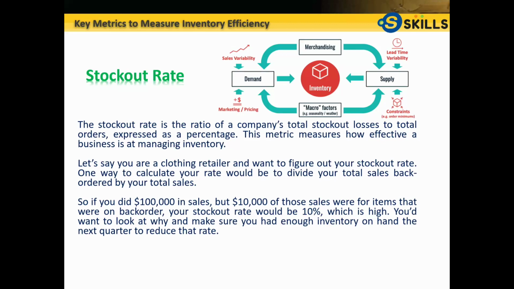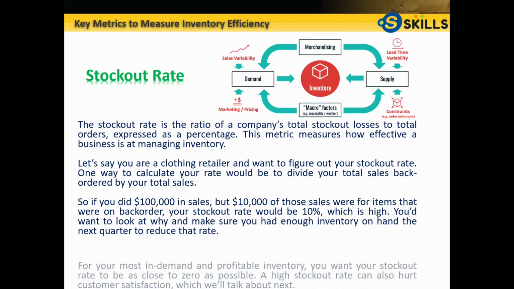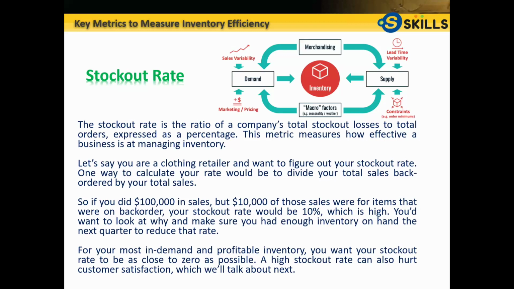$10,000 of those sales were for items that were on back order, your stockout rate would be 10%, which is high. You would want to look at why and make sure you had enough inventory on hand the next quarter to reduce that rate. For your most in demand and profitable inventory, you want your stockout rate to be as close to zero as possible. A high stockout rate can also hurt customer satisfaction, which we will talk about next.